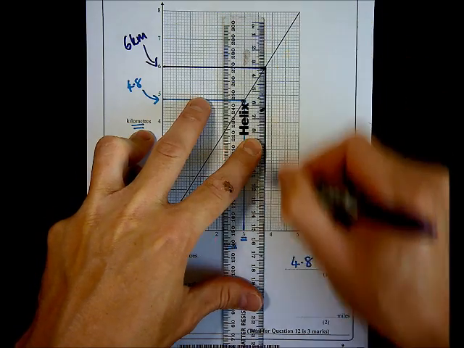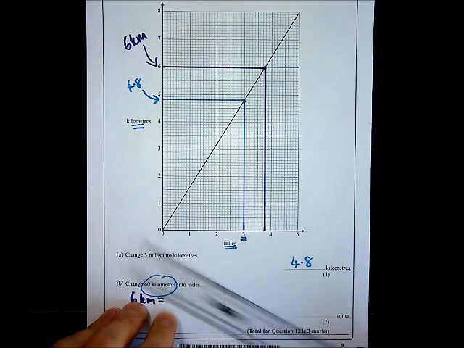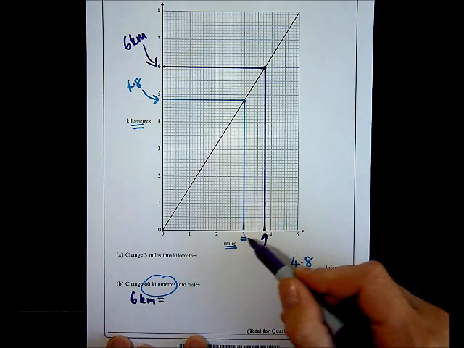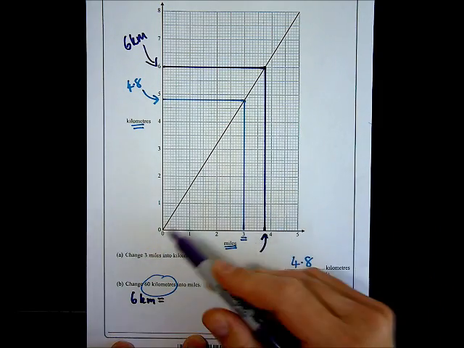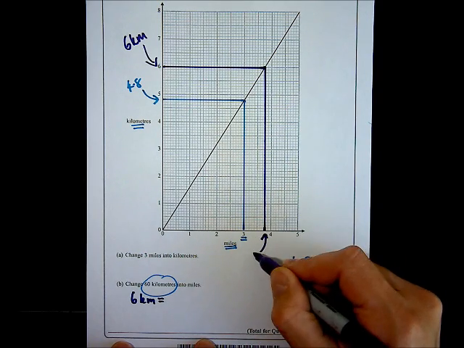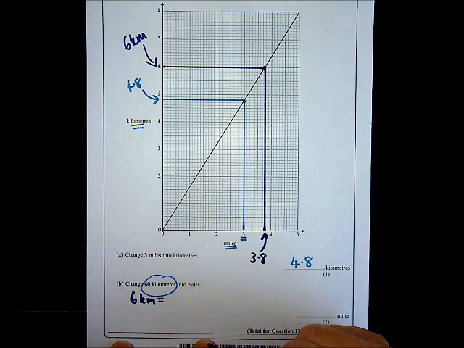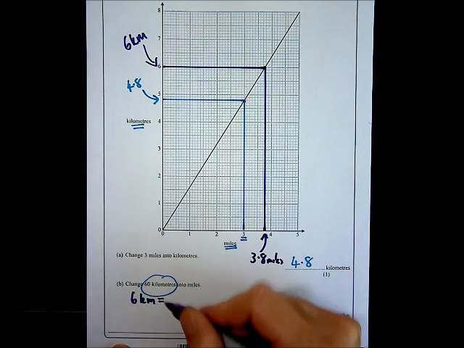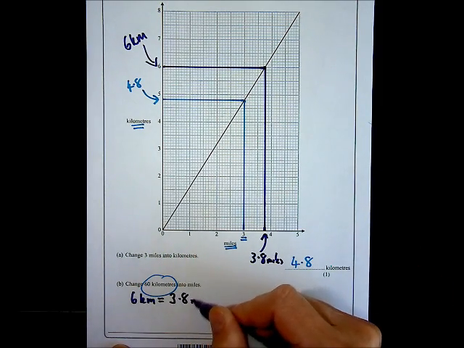Now, I might be a little bit out here using a marker, but I'm going to read off this value here. And again, I'm going to check what the scale goes up in. And I can see that it's the same as the vertical scale, so this is going up in 0.1s, so this is 3.8 miles. So I know that 6 kilometres is 3.8 miles.